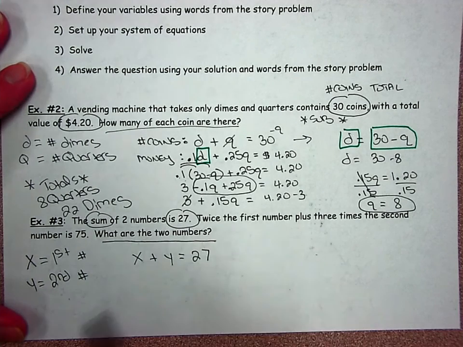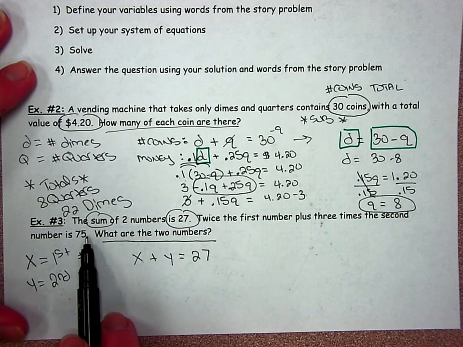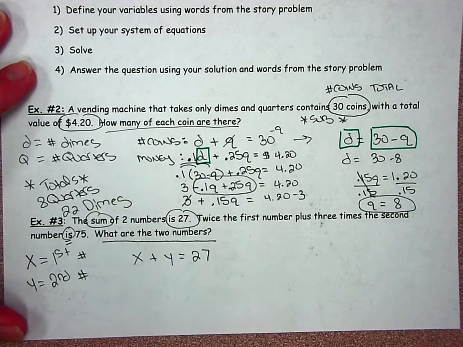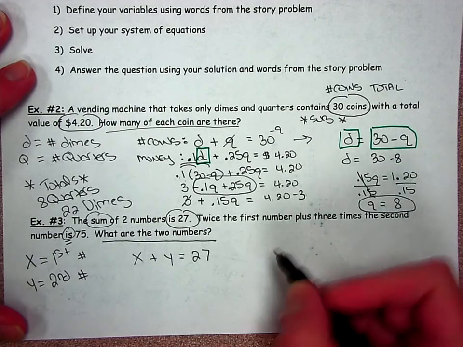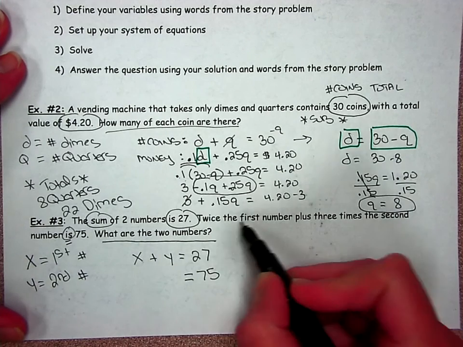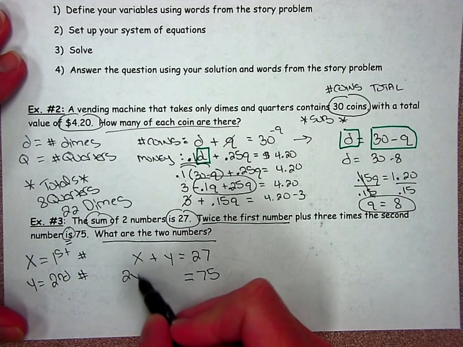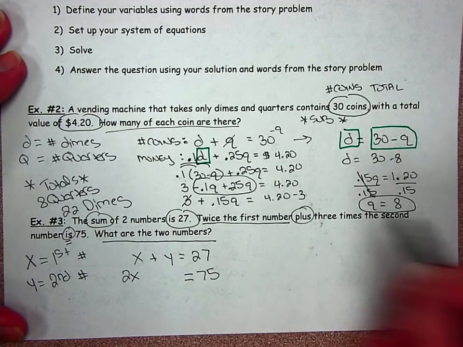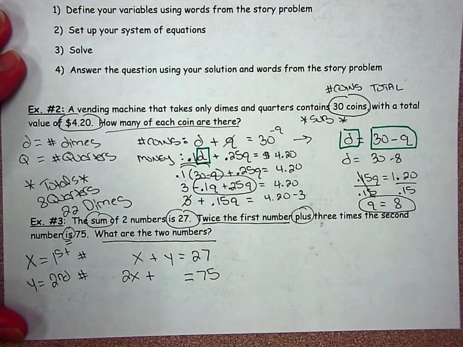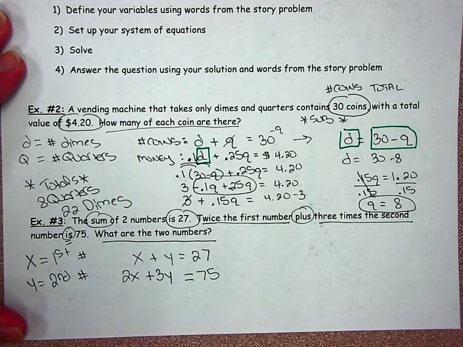The next sentence should get me my next equation. Twice the first plus 3 times the second is, you guys need to remember that is means equals in math. So I know that something equals 75. Twice the first. So twice means multiply, so that gets me 2x, plus 3 times the second, so that is 3y. So that's how I would set it up, and now you have your choice.